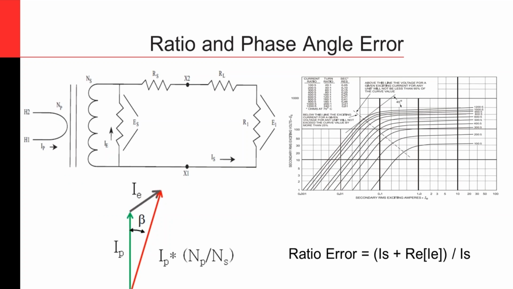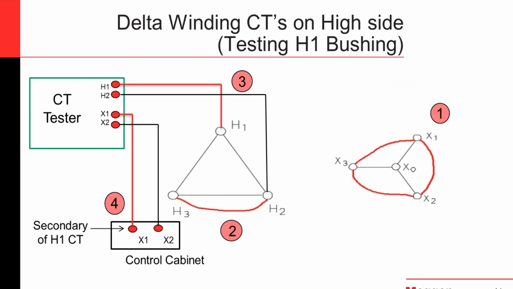We talked about this before. This is the vector representation of why there is a ratio error and also a phase angle error. Typically, it should be well within the range, and we talked about the parallelogram as well. So it has to stay within the range as mentioned by the manufacturer. For a 0.3 accuracy class, it has to remain within 0.3 value between the ratio correction factor and also the phase angle.